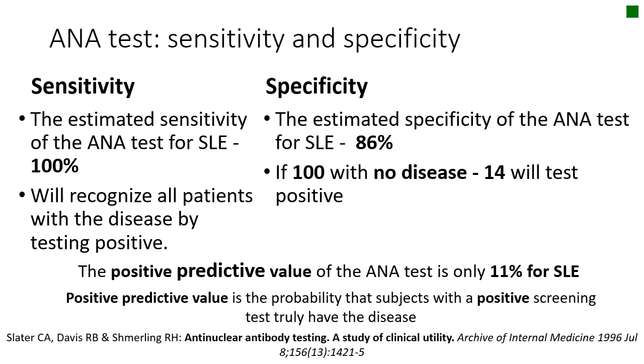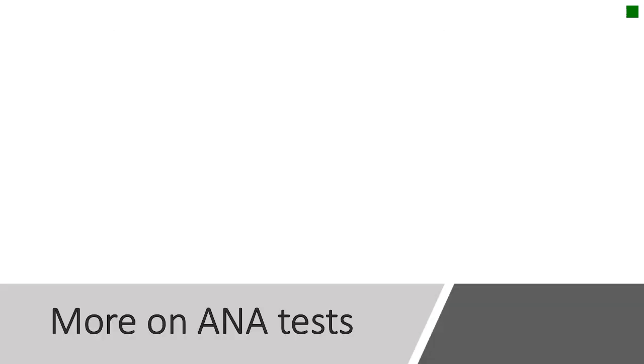These figures and numbers have been obtained from this paper, which is mentioned here. It's a wonderful paper, and I would recommend each one of you to please read that in greater detail and form a very clear concept of these 3 terms: the sensitivity of a test, the specificity of a test, and the positive predictive value of a test. Once again, positive predictive value is the probability that subjects with a positive screening test truly have the disease. Okay, now we go on to the next point.